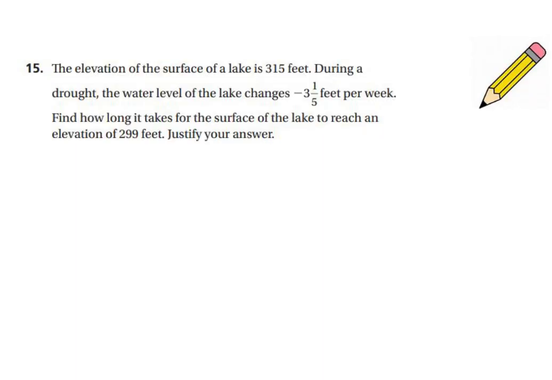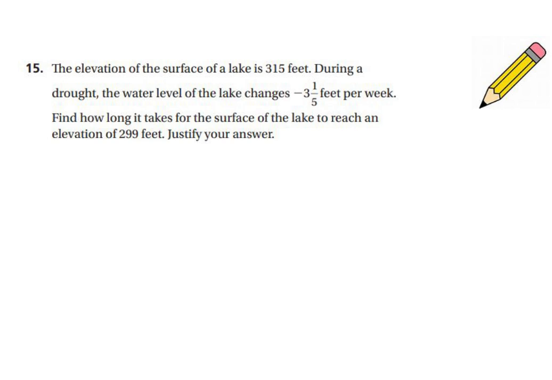All right, let's try this one together. I would like you to copy this one down into your notes. The elevation of the surface of a lake is 315 feet, and during a drought, the water level of the lake changes -3 1/5 feet per week. Find how long it takes for the surface of the lake to reach an elevation of 299 feet and justify your answer. That means justify it by showing your work.